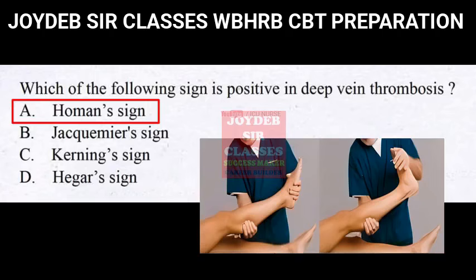Homan's sign is often used in the diagnosis of deep venous thrombosis of the leg. A positive Homan's sign, that is calf pain at dorsiflexion of the foot, is thought to be associated with the presence of thrombosis.